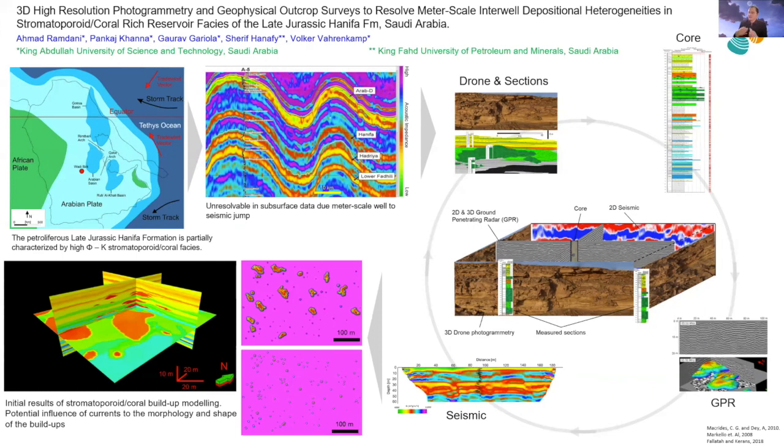And using this fundamental process, we apply this information to build a 3D outcrop-based facies model that can be utilized to analyze the effect of the morphology and distribution of the stromatoporoid coral facies on the reservoir flow behavior in the subsurface analogous reservoir. And with that, I would like to invite you to attend my poster so that we can discuss some more about our methodology and our initial results. Thank you.